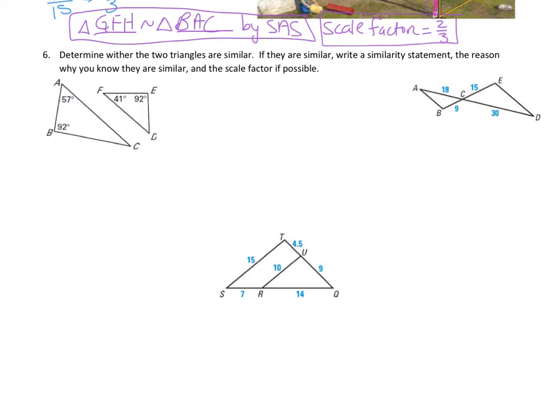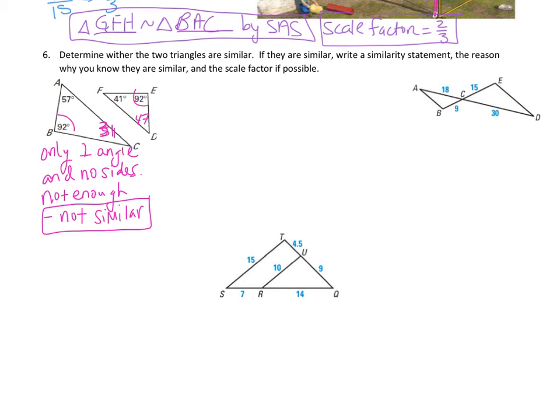When we do that, this first triangle has a 31, and the second triangle we have a 47. So we have one angle that's congruent, our 92, but that's all we have. Because that is all we have, that is not enough information to determine if they are similar, and we don't have 2 angles that will be congruent, so these are not similar triangles.